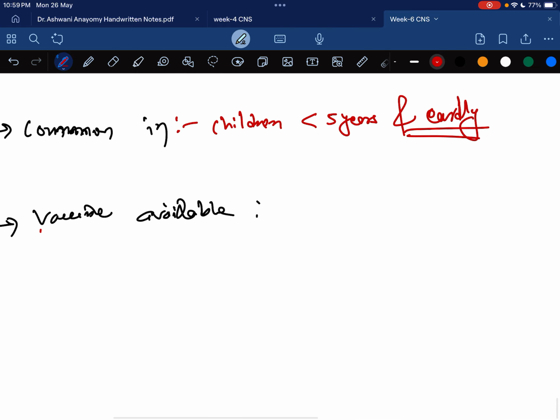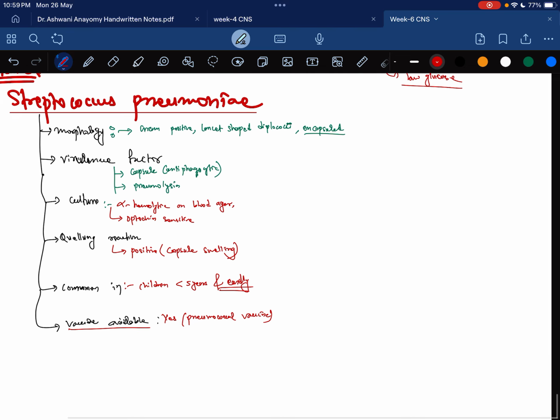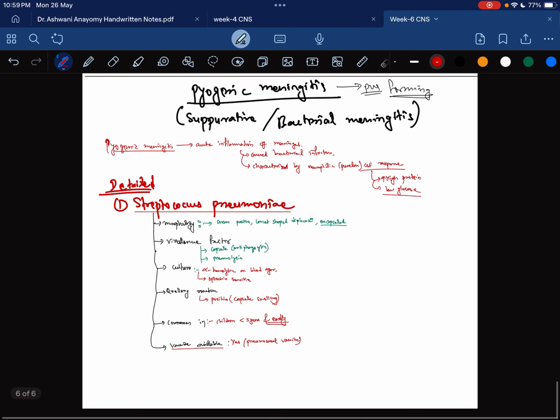Regarding the vaccine, yes, a vaccine is available. The vaccine name is pneumococcal vaccine. This is regarding Streptococcus pneumoniae.